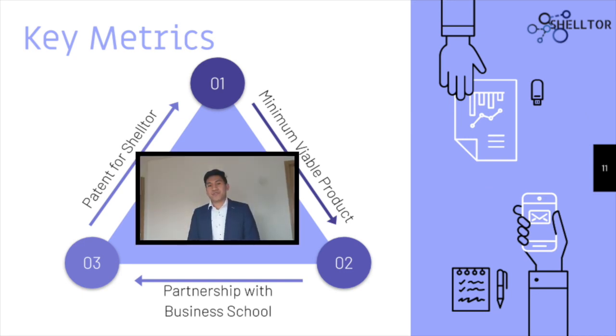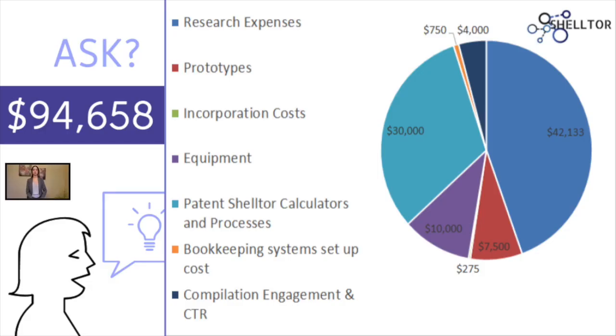The three key metrics we've identified for Shelltor, the first being developing a minimum viable product, second being developing a partnership with a business school, and third being applying for the patent process.